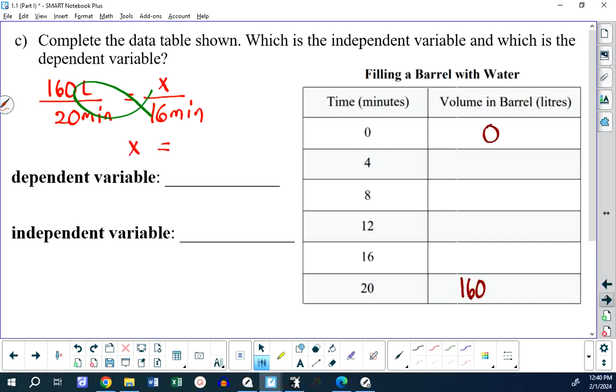So, calculator time. Does anybody need a calculator? There you go. And if you come in and you don't have one, always just grab one off the front counter, okay? So that works out to 128. Just give everybody a second to make sure you get 128.